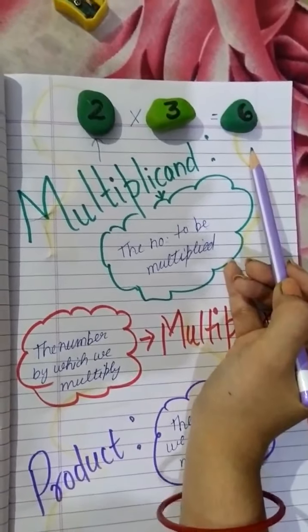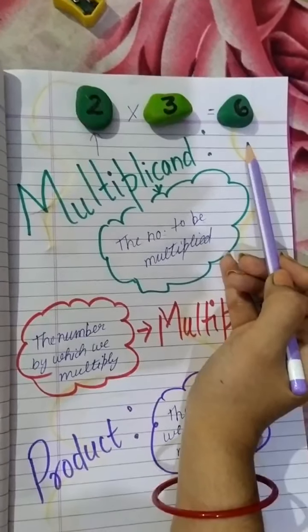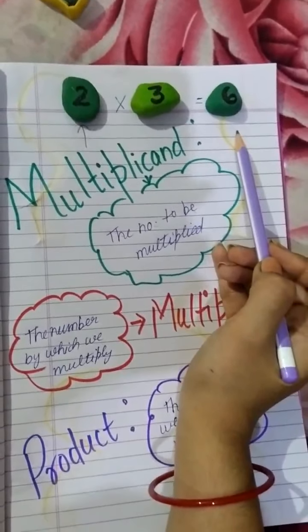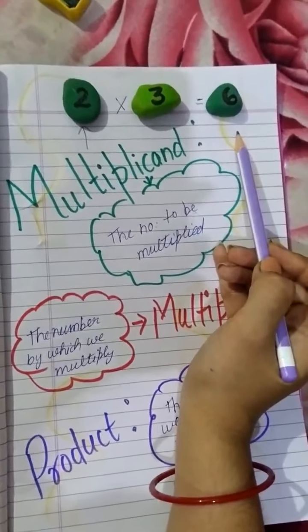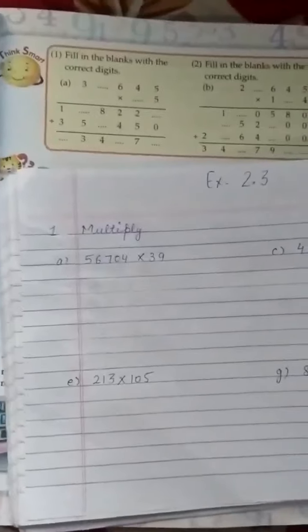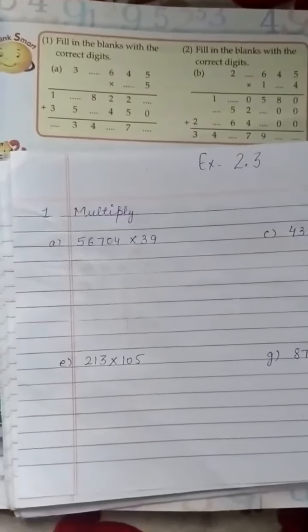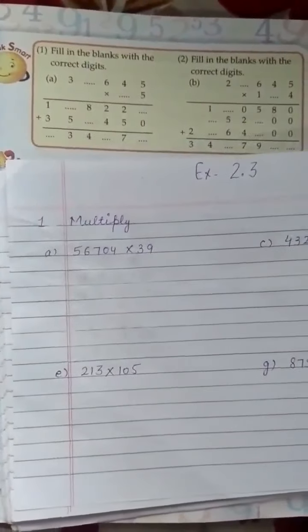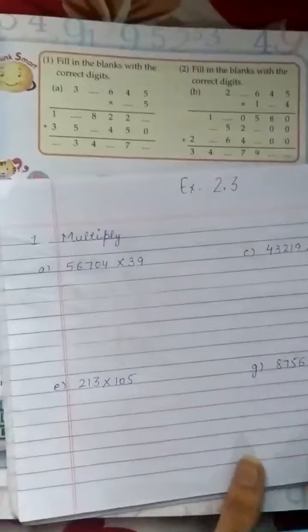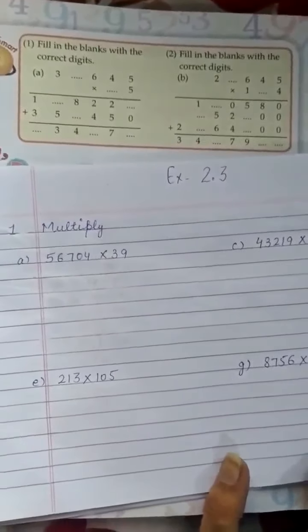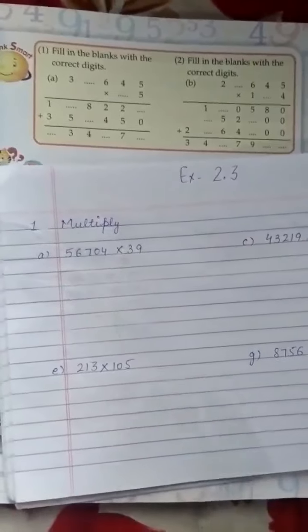Now let us start our exercise 2.3. In this exercise we learn about multiplication of 5-digit numbers with 2-digit and 3-digit numbers. Here the first question is multiply. We have given a 5-digit number and a 2-digit number. So arrange the numbers according to the place value chart. Means you have to write the places on the digits.